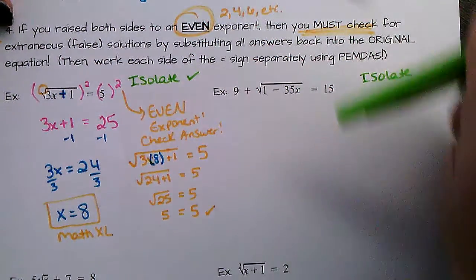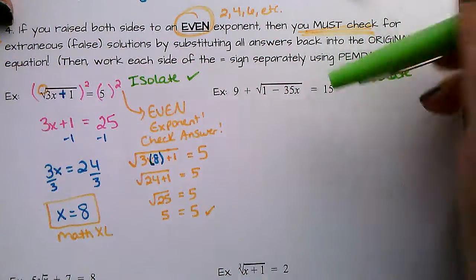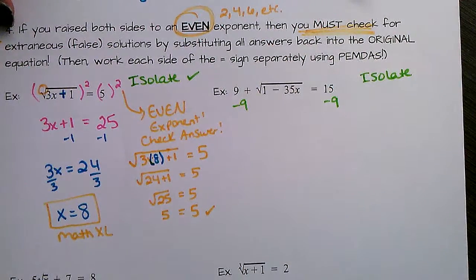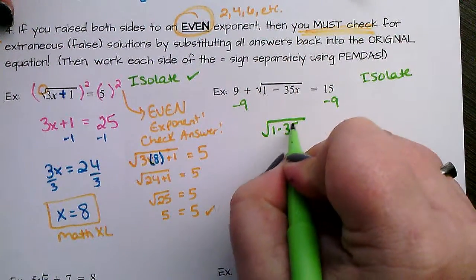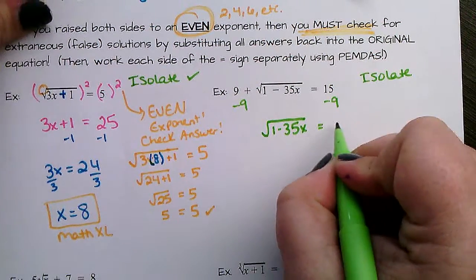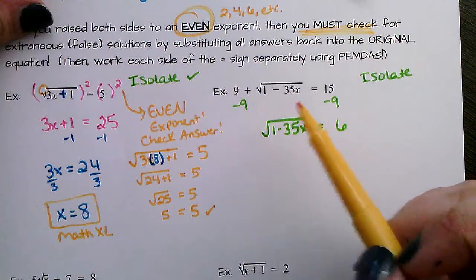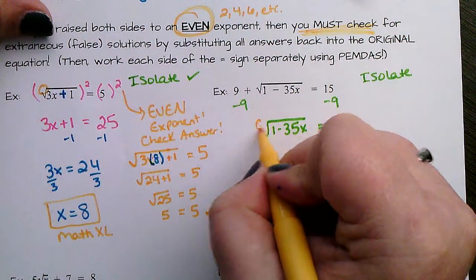On this, looking at the radical side of the equation, I see a 9 there. I can't have that 9 there, so subtract 9 from both sides. So then I have the square root of 1 minus 35x equals 6. After I isolate, I need to raise both sides to the power of the index.